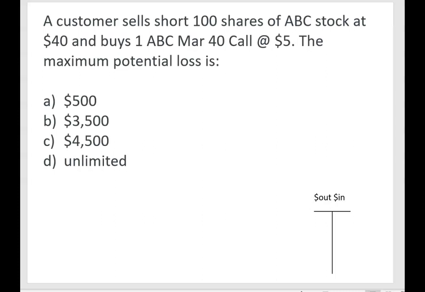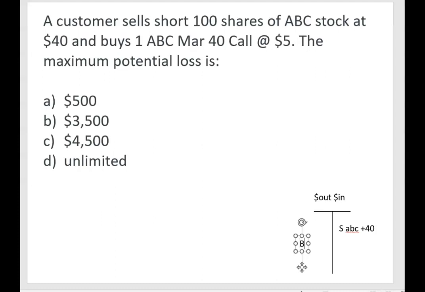So the customer sells short. Again, their first transaction was to sell something. This is also an opening sale. So we're going to sell ABC for $40 in a short sale. The idea is to buy it back later, hopefully at a cheaper price. They also buy the ABC March 40 call. So they're buying a call option too.